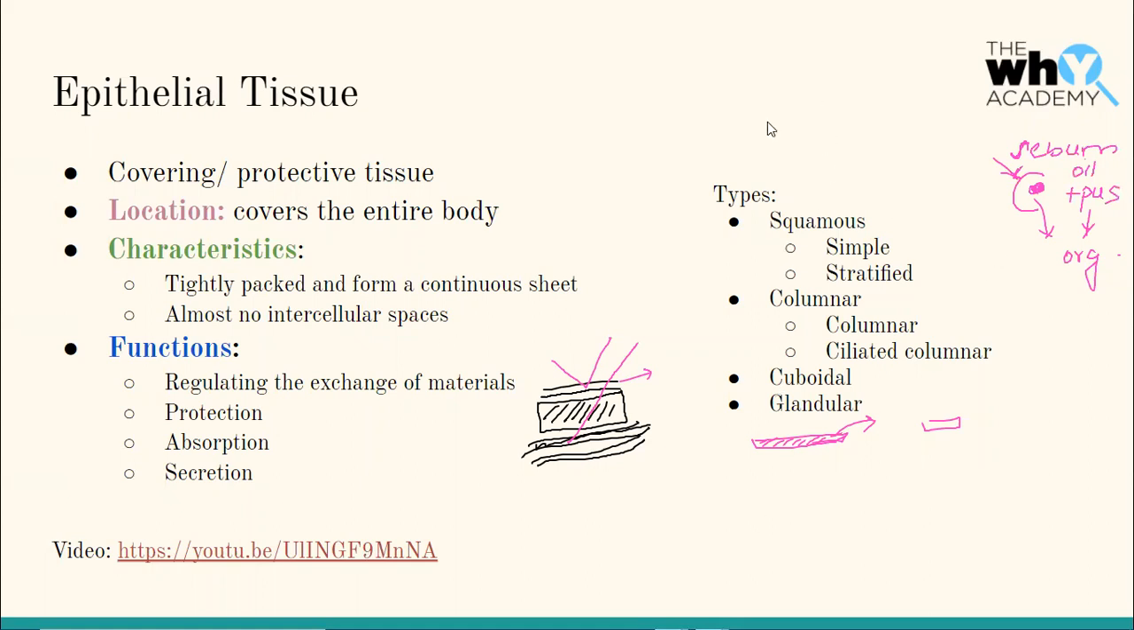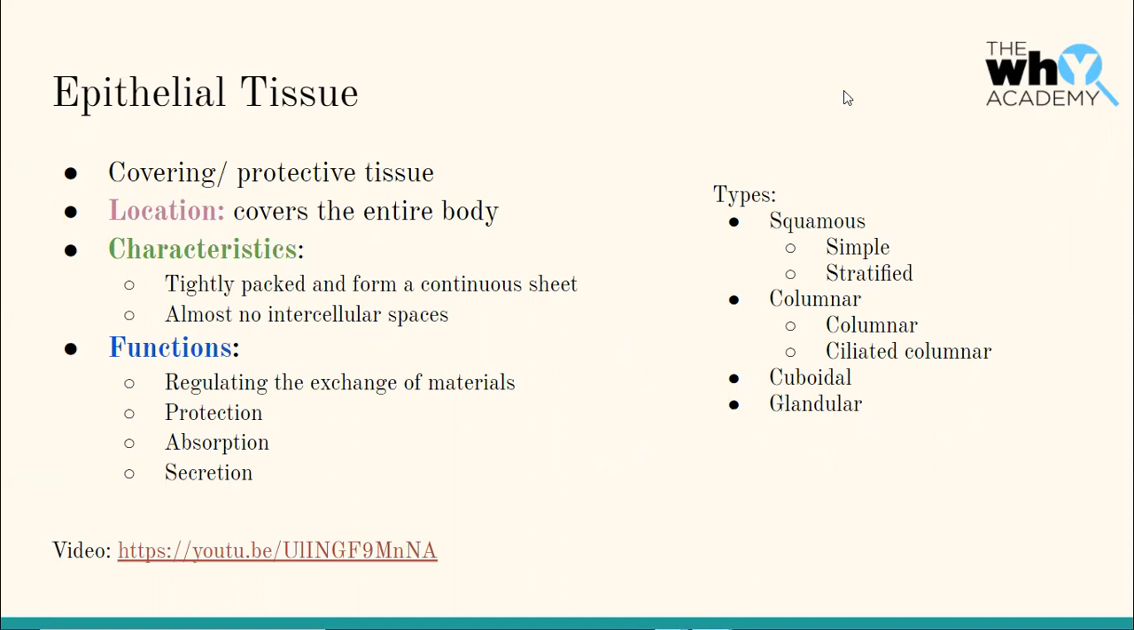Okay, coming back to our topic, there are four main types: squamous, columnar, cuboidal, and glandular. At this stage, let me explain the meaning of these words, then their function would be simple to understand. Squamous is a term given to flat, one-layer cells. Anything which has flat cells like this, and is only one layer, is called squamous. There can be two subcategories.